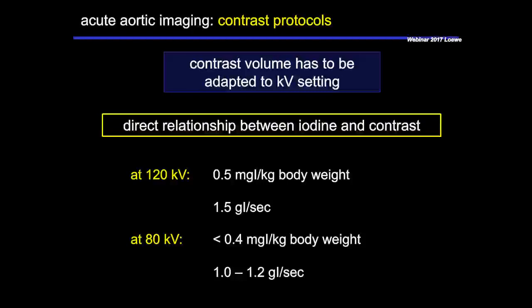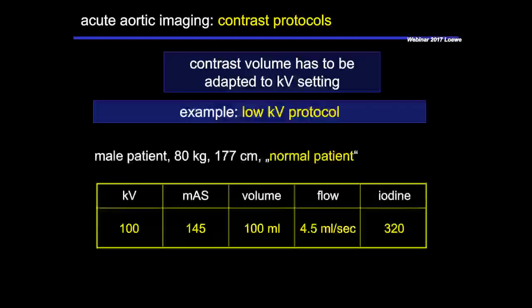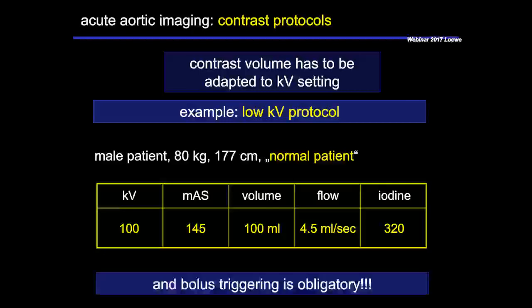So in fact, if we have a normal patient, we reduce our kV settings as we have trained in the previous module. If we go down to a kV setting of 100, of course, we are reducing the total volume of the contrast. And if it's a slim patient, we can even go further down to 80 kV, and of course we reduce the contrast material down to 80 ml. And again, bolus triggering is always obligatory, so no best guess anymore, no standard delay. We have to use bolus triggering in all CT angiographies nowadays.